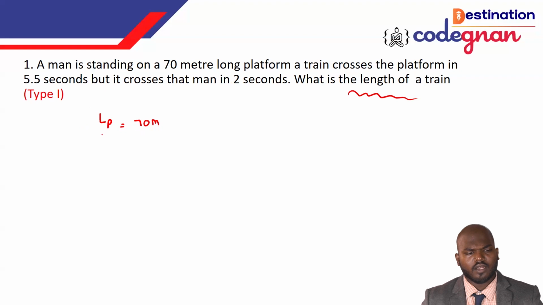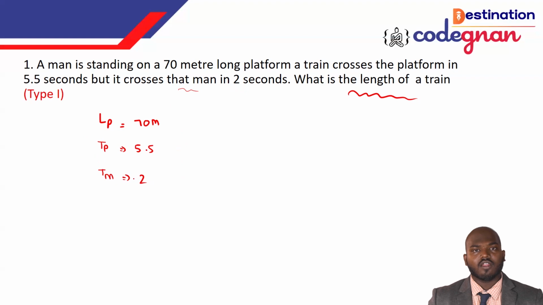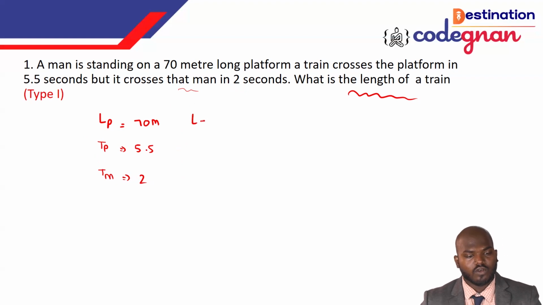So then probably our answer will also come under seconds only here. Okay, coming to this one, they are saying that the time for crossing the platform is 5.5 seconds, and same as before, the train crosses the man in 2 seconds. So how can we find out? We just want to find out the length of the train.